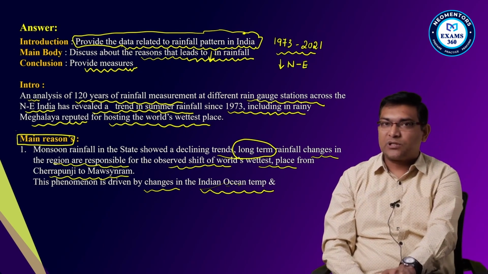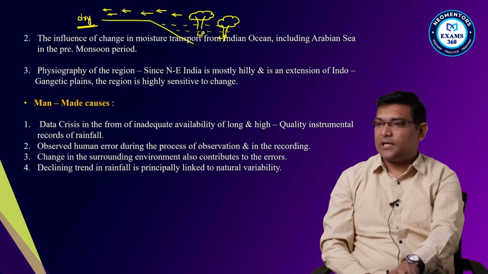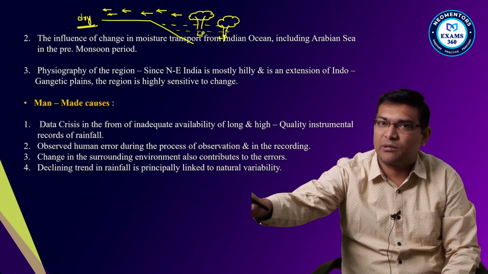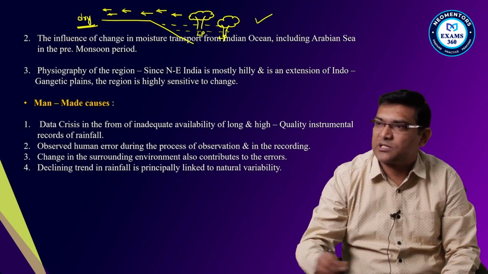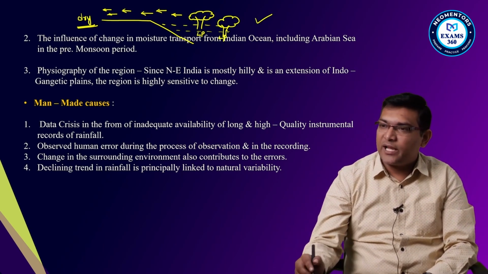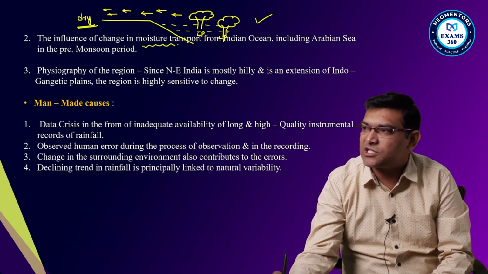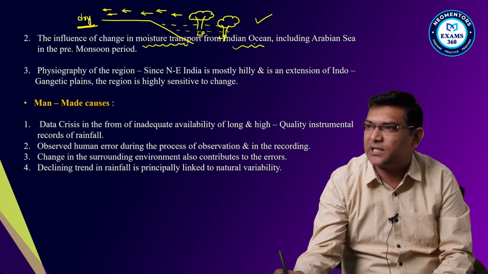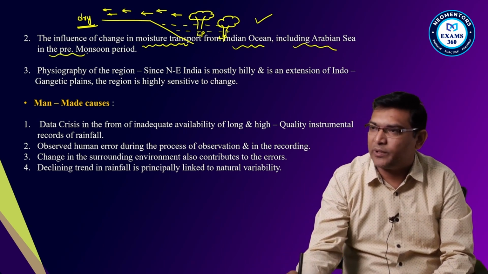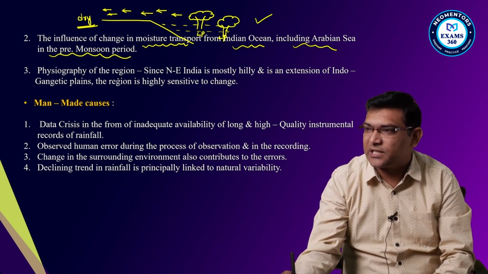So this is the influence of changes in Indian Ocean temperatures. You see, Indian Ocean temperature is low, in the North Indian Ocean it is low, and this phenomenon is taking place. Then also the influence of changes in moisture transport from the Indian Ocean, including the Arabian Sea in the pre-monsoon period. Changes in the moisture. Physiography of the region.